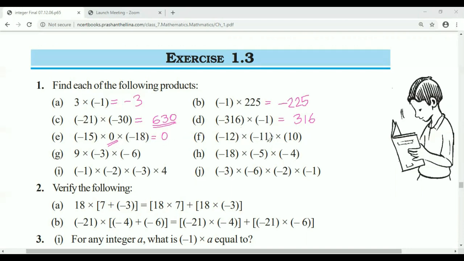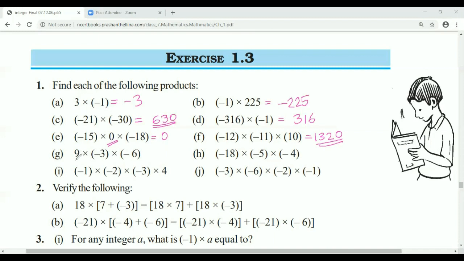-12 into -11 into +10. So 2 negative numbers are there, and 2 is an even number, so an even number of negative numbers are multiplied, so the answer will become positive. So let's multiply 12 into 11. 12 into 11 is equal to 132. So positive 132 into 10, you will get 1320. Next, 9 into -3 into -6.